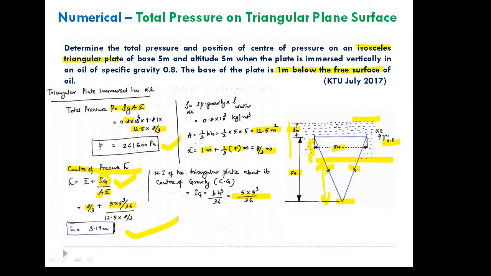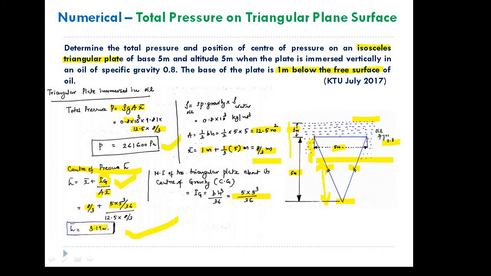So that is the position of the center of pressure. So in this case also you see the center of gravity is 8 by 3. Okay, that comes around 2 point something from the free surface, and the center of pressure is further down, it is 3.19. That is, the center of pressure is below the center of gravity. Okay, so what you have to know is how to get the moment of inertia of different planar shapes, and also the formula for the estimation of total pressure and center of pressure.